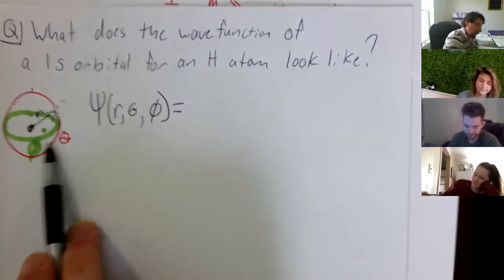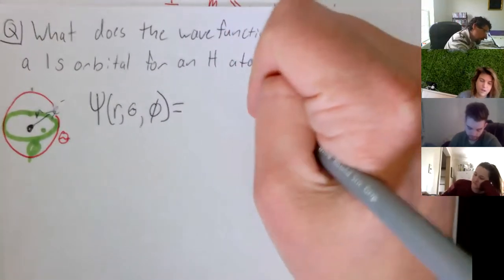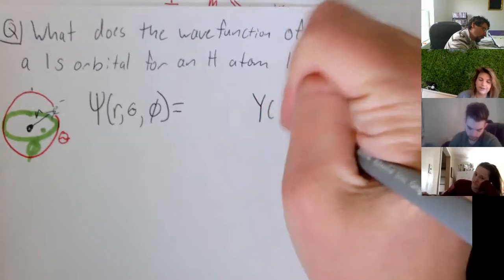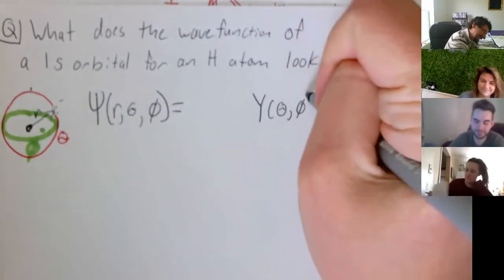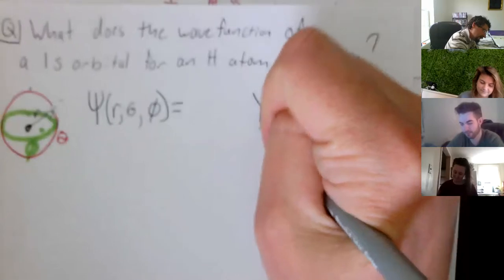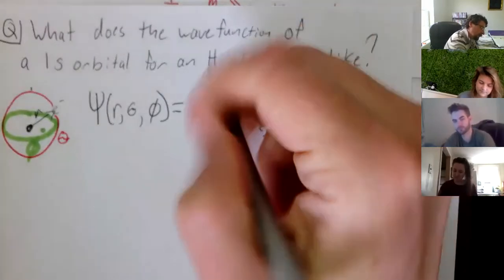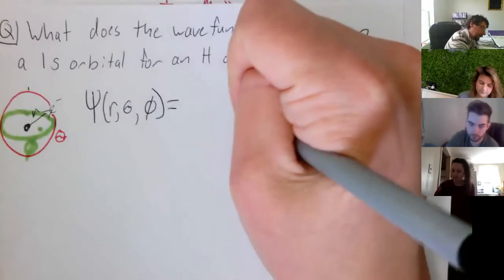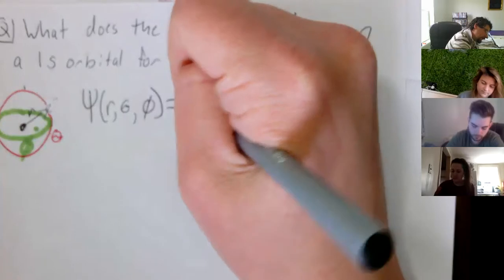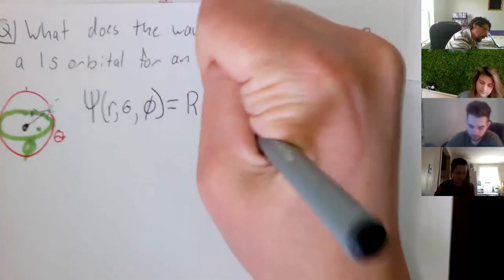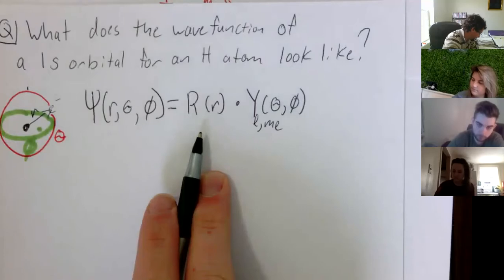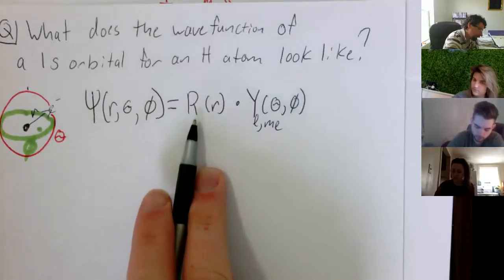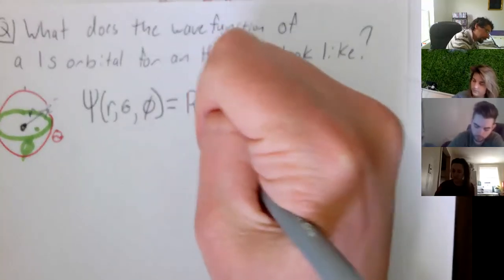The angular part depends on all the angular parts, so that was given the symbol Y. Isn't it like Y, L, ML? Yep, L and ML. What about for the radial part? Isn't that just a big R? Yep, big R. That depends on little r. And what else do we need there? Maybe N? N and what else? Yep.